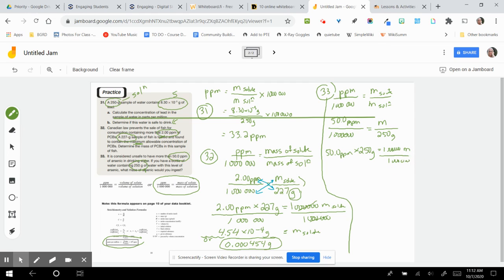Millions cancel out. Divide the other side by 1,000,000. All right, so 50 times 250 divided by 1,000,000 gives us 1.25 times 10 to the negative 2, and it's in grams again. Or we can change this to a decimal, so it's 0.0125 grams. And that's what our mass of solute is equal to. And we're done.